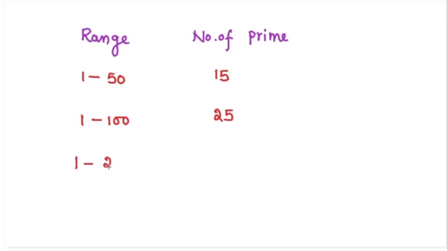From 1 to 200, how many prime numbers are there? There are 46. From 1 to 1000? There are 198 prime numbers. So remember this basic range and number of prime numbers. Are you clear?